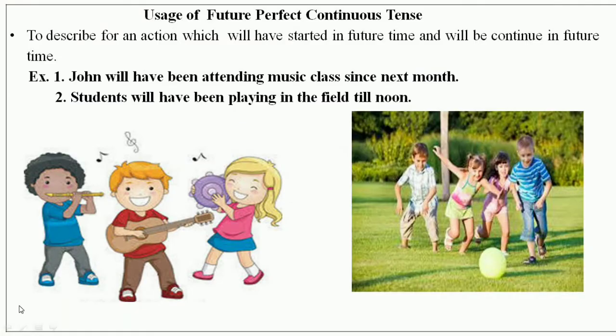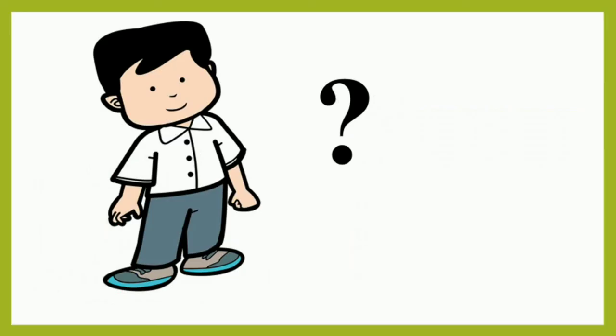Now, here are the usage of future perfect continuous tense. So, it is used to describe an action which will have started in future time and will be continued in future time. Example: John will have been attending music class since next month. Students will have been playing in the field till noon.